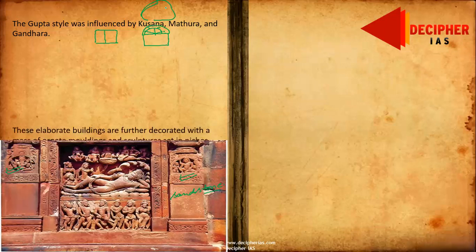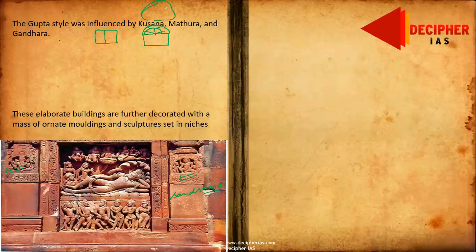So these elaborate buildings are further decorated with a mass of ornate mouldings and sculptures set in niches. So as we are saying, this is Vishnu's famous sculpture, wherein, in Gupta architecture, the square was considered the most perfect form. So most of the time they were using square platforms to construct their temples upon. And temples were designed to be appreciated from all sides.